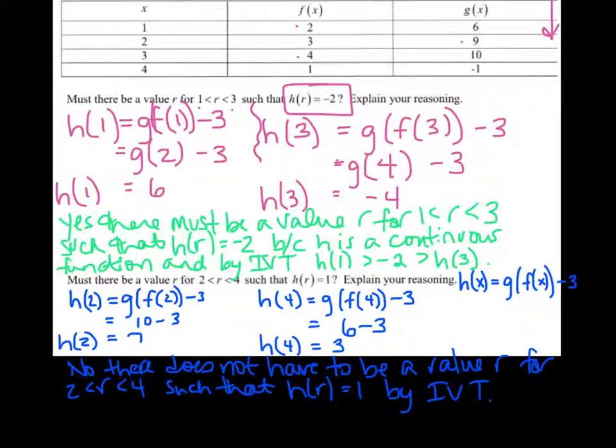So I can conclude then that no, there does not have to be a value r for the interval 2 to 4, such that h of r equals 1 by IVT. If your justification is by IVT and there wasn't an interval, you can stop there. Notice that if the answer was yes, then you end by stating the interval. If the answer is no, then by IVT is the end of your justification, and you're done with the problem. Okay, we have one last quick one to do, and we are all done.